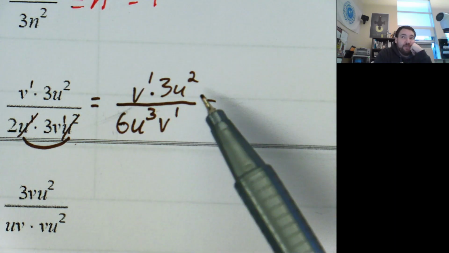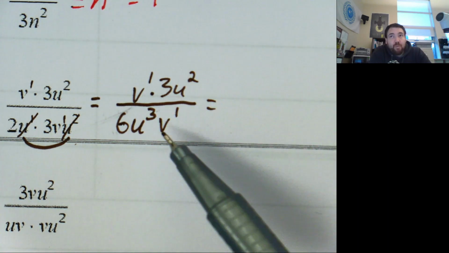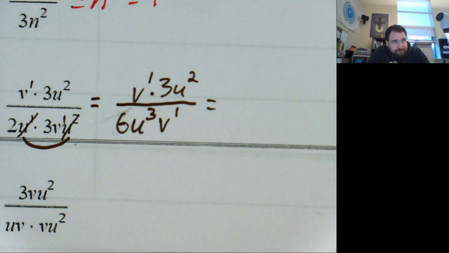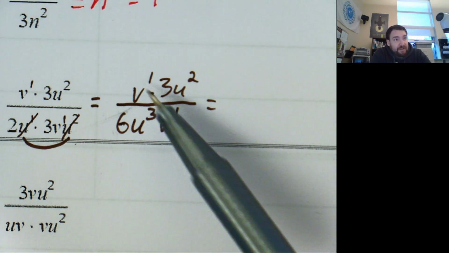I have nothing common in the numerator. I've got nothing common in the denominator. So now we're going to work top to bottom. Which letter in the top would you like to work with first, Jordan? Because we're going top to bottom now, we have to work across. With the V1 and the V1, okay.